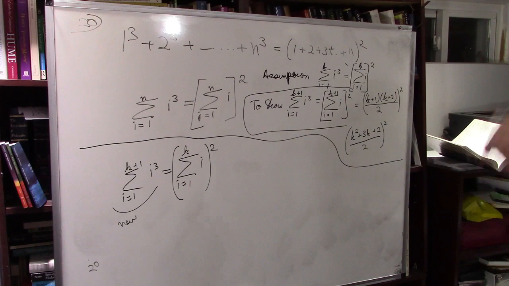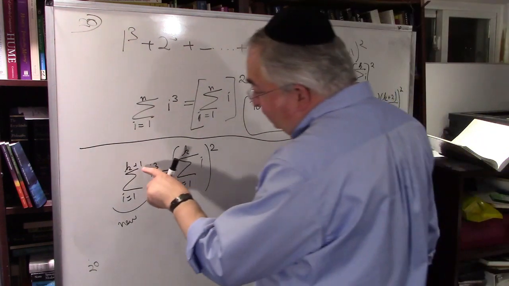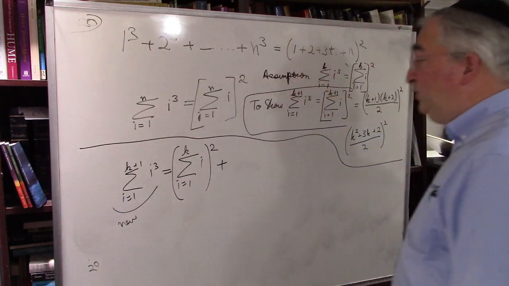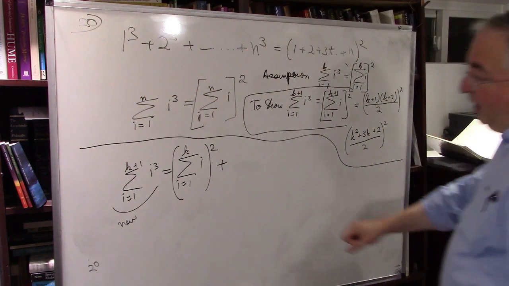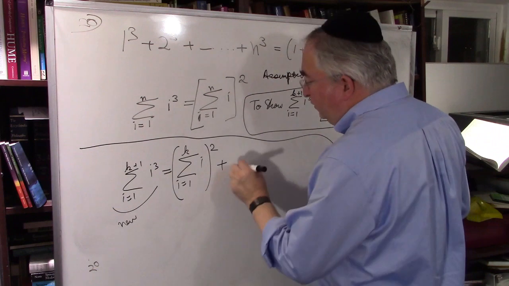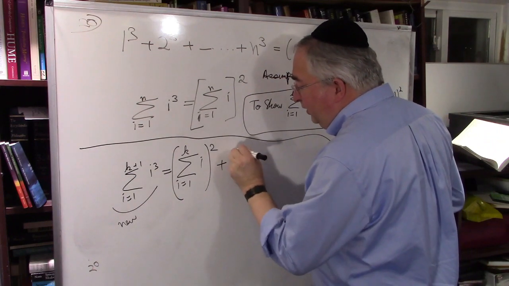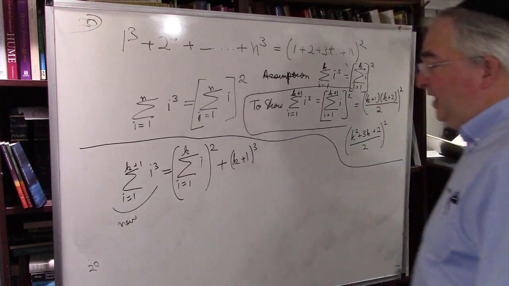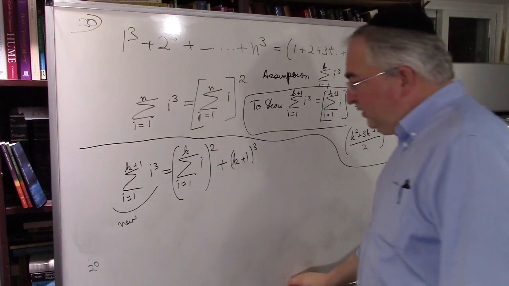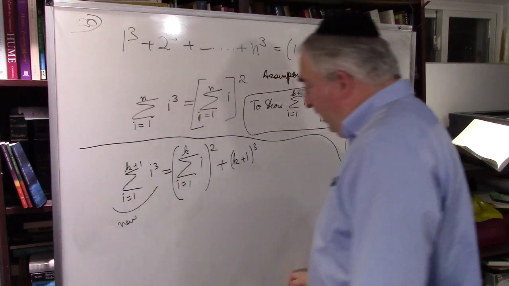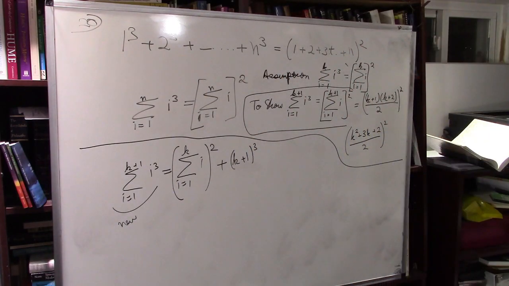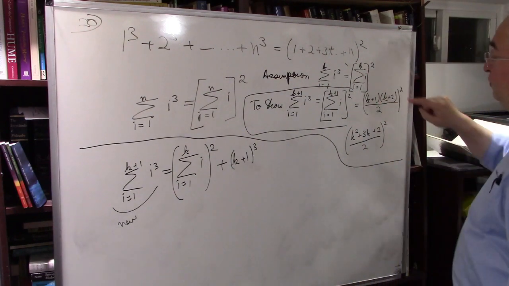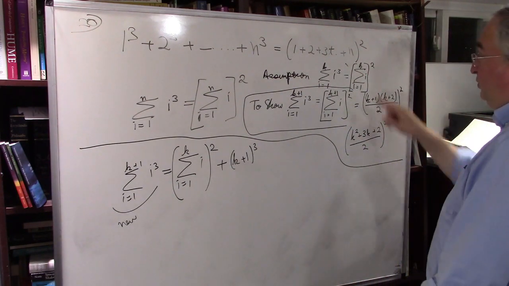Okay, great. Oh, one second. This goes till k plus 1, and this goes till k, so we have to add something in. What do we have to add in? We have to add in the k plus 1 to the third term. k plus 1 to the third. You manually add in the last part. Great. Okay, now let's use our assumption. We assume something about this. I didn't do it over here, but I'm going to do it now.